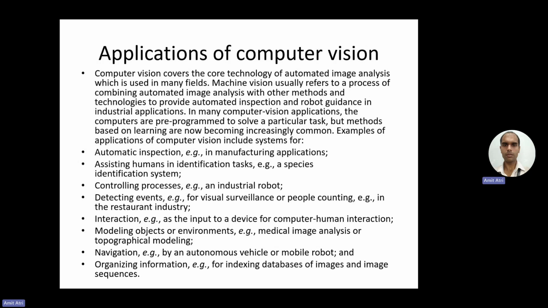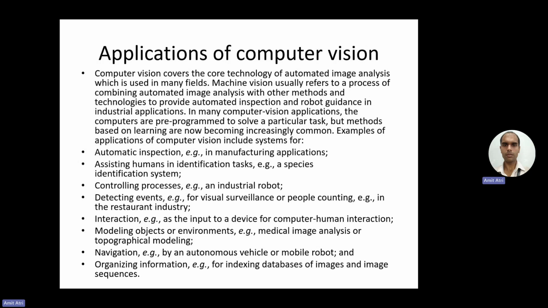In many computer vision applications, the computers are pre-programmed to solve a certain task, but methods based on learning are now becoming increasingly common. So some of the examples where we are using the computer vision system. Like one is automatic inspection.